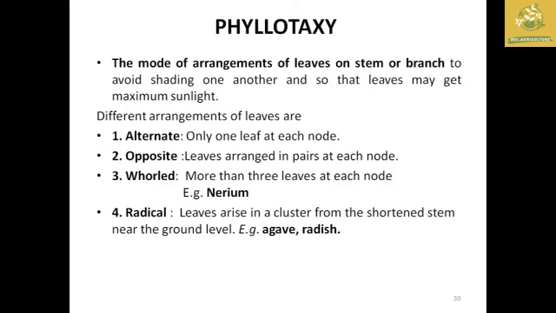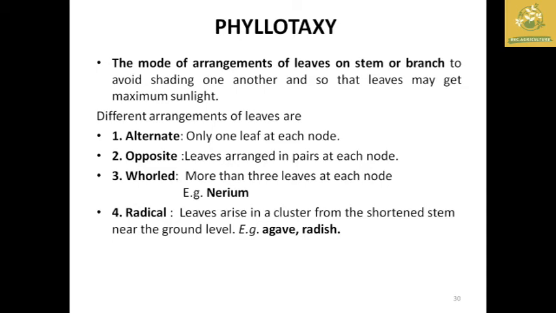And the next one is the phyllotaxy. Phyllotaxy is nothing but the mode of arrangement of leaves on stem and branches, so that the plant is able to get a shading one above the other and obtain maximum sunlight. Based on the arrangement they are classified into four types: alternate, opposite, whorled as well as radical.